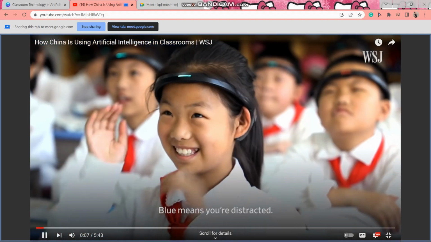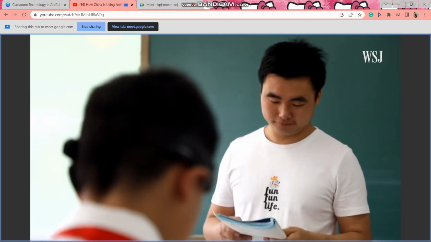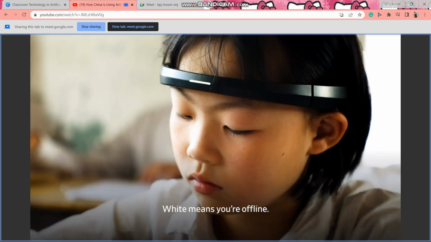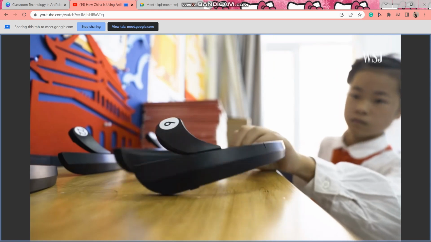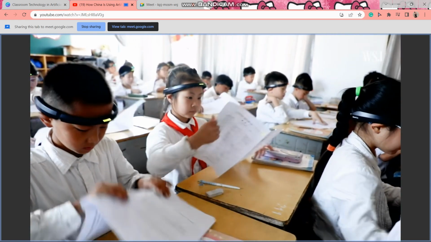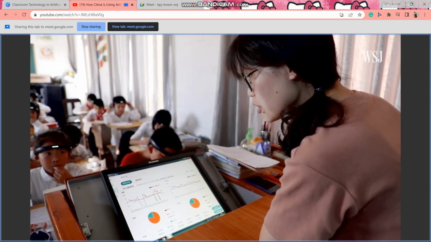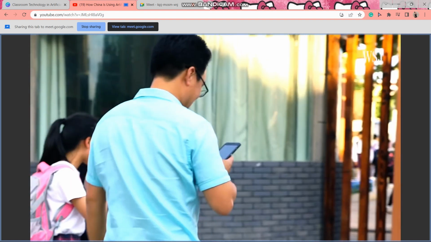In China, blue means you are distracted, and white means you may not be connected to the network well yet. These headbands measure each student's level of concentration. The information is then directly sent to the teacher's computer and to parents.